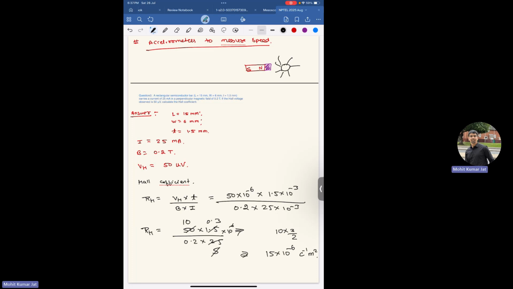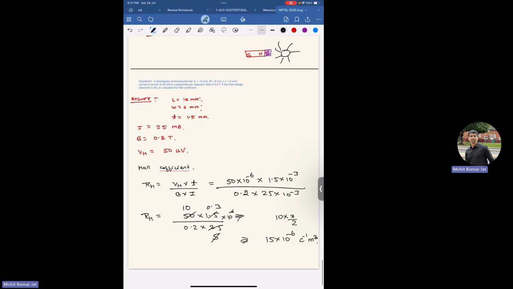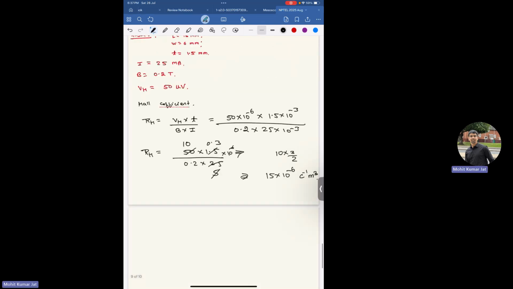This kind of problem comes in the exams also, and similar problems will be there in your assignments also. So I think you would have seen it also. So just meter cube per coulomb, since it's a 3D material.